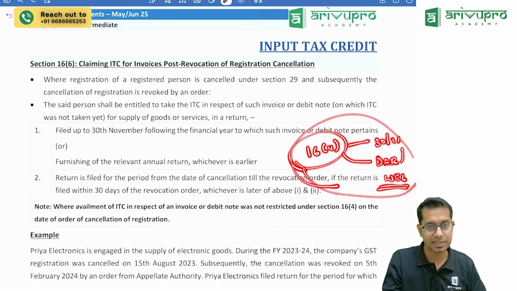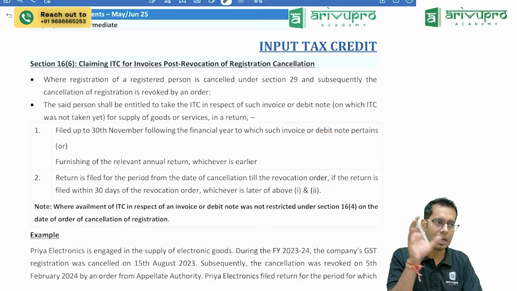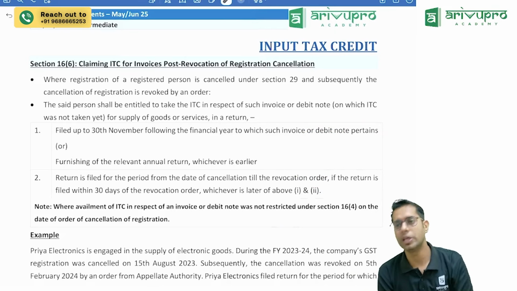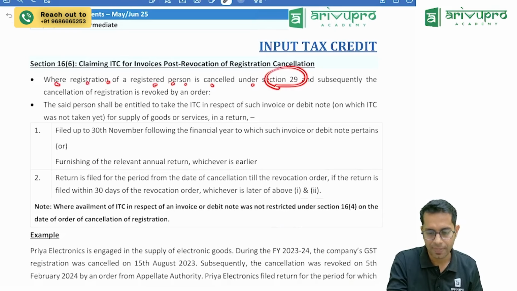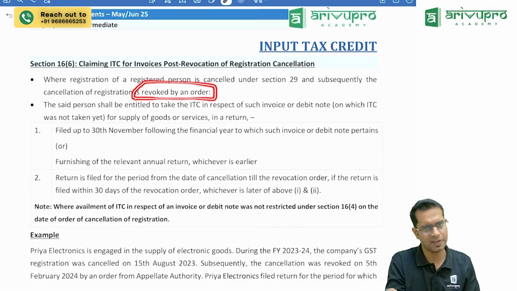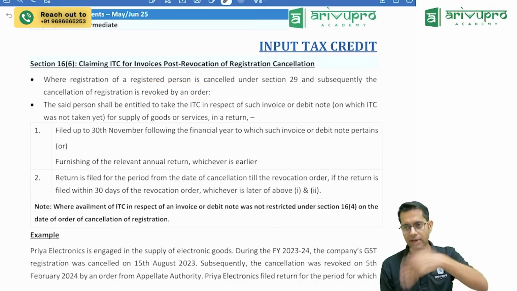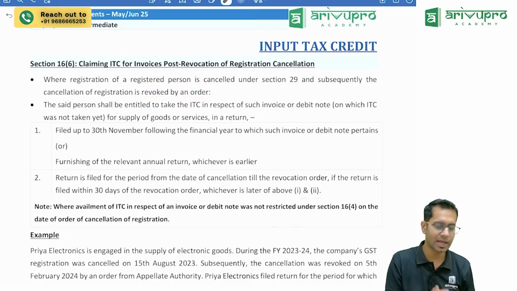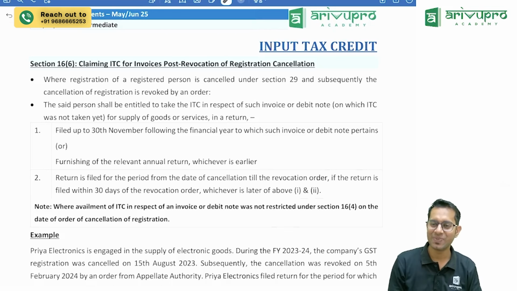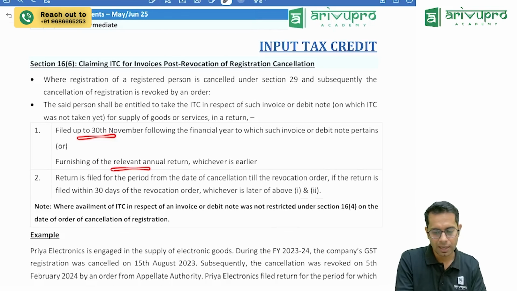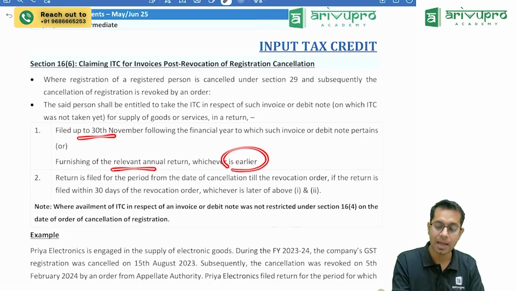Now this date will not be considered if your registration has been cancelled by the officer and later he is revoking it back. So where the registration of a registered person is cancelled under section 29 and subsequently it is revoked by an order. First he has cancelled, go away, and now he is giving it back. He is telling, I'm sorry, I cancelled it. Now in such cases, for you the last date for taking input tax credit will be what, sir?